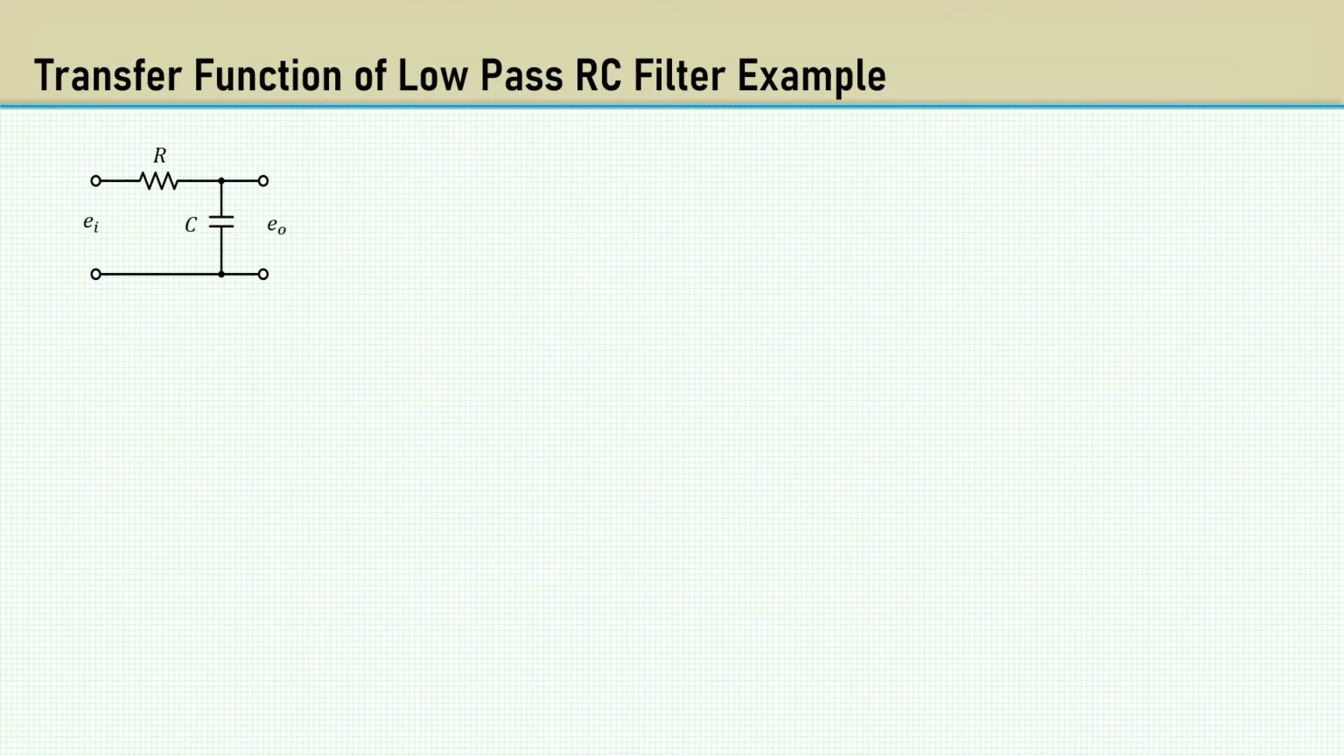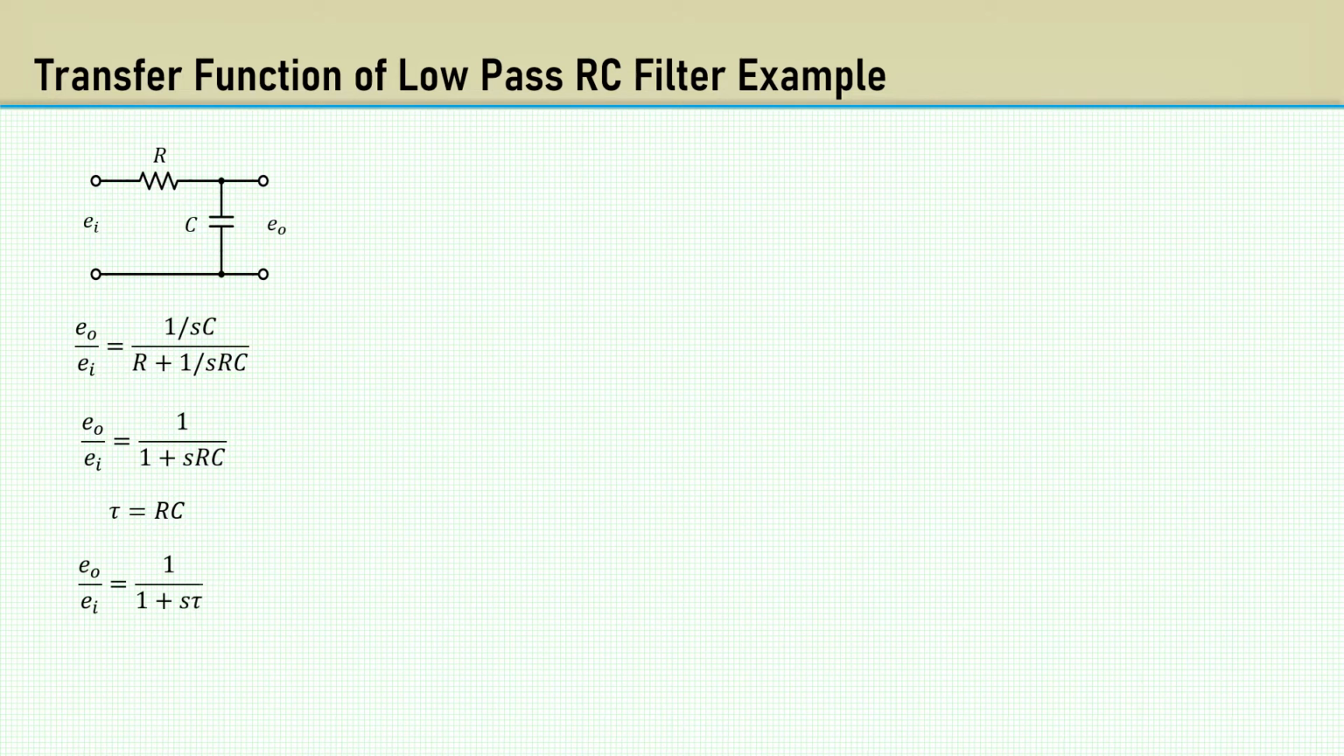Let's start as simple as it can get and create a transfer function for a single-pole low-pass RC filter. The equation for the output voltage over input voltage is simply a voltage divider between the resistor and the capacitor. Then simplify. We can replace RC as the time constant tau. The cutoff frequency omega naught is 1 over tau, and we can replace tau here. Then replace s with j omega.